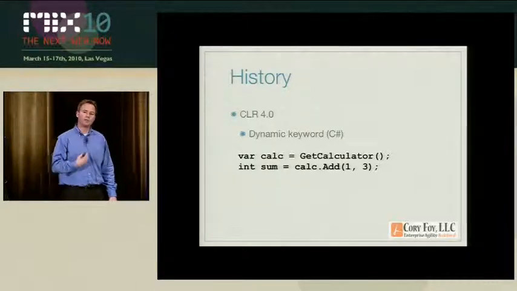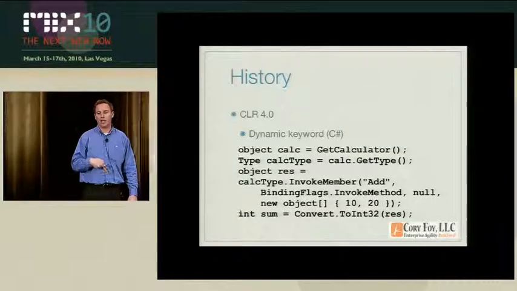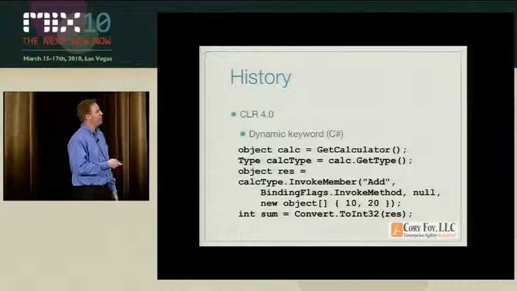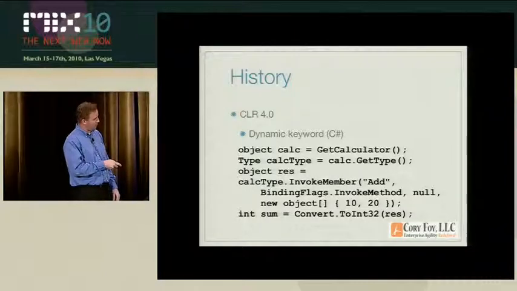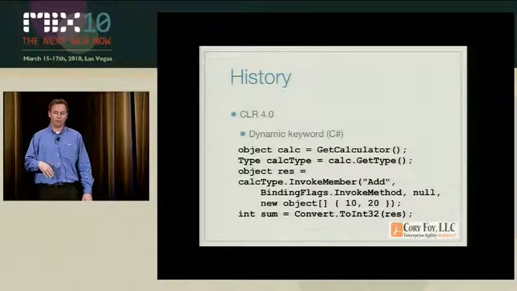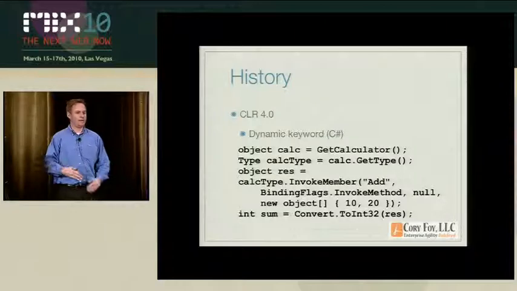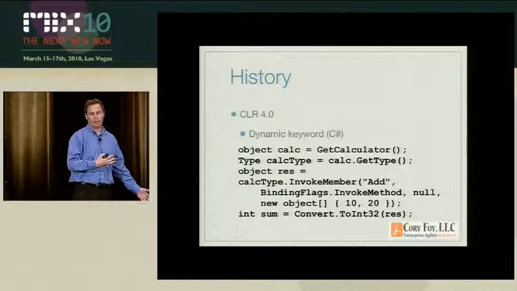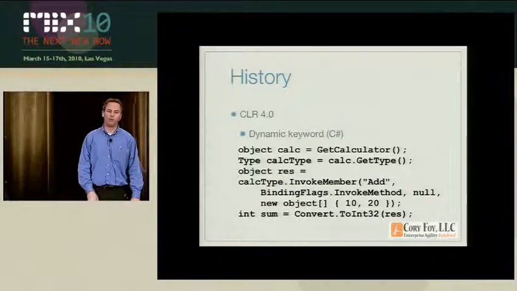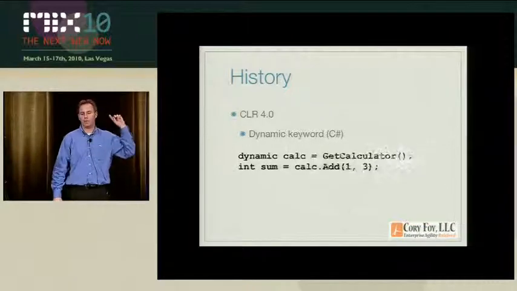If we wanted true dynamic dispatch, what we had to do was this, which was reflection. And reflection is a nasty beast. Here we're getting the type, invoking a member that's on there, passing in an object array, converting the result back to what we wanted. It's not a very fun way to have to write an entire language. So in CLR 4.0, with the dynamic keyword, we're effectively able to get the power of this by just typing that.